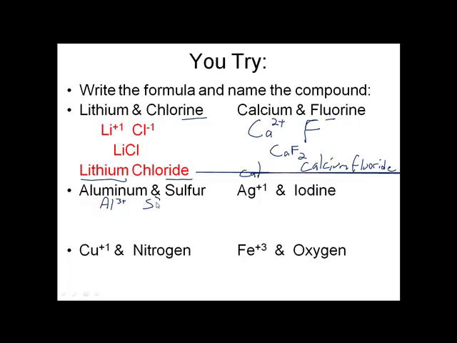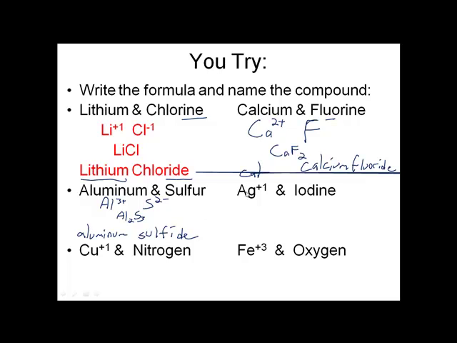Aluminum and sulfur. Aluminum is Al with a 3+ charge. Sulfur is S with a -2 charge. Since they're different, we have to do the switcheroo. Al2S3. Naming wise, aluminum, and now we change the ending of sulfur to sulfide.